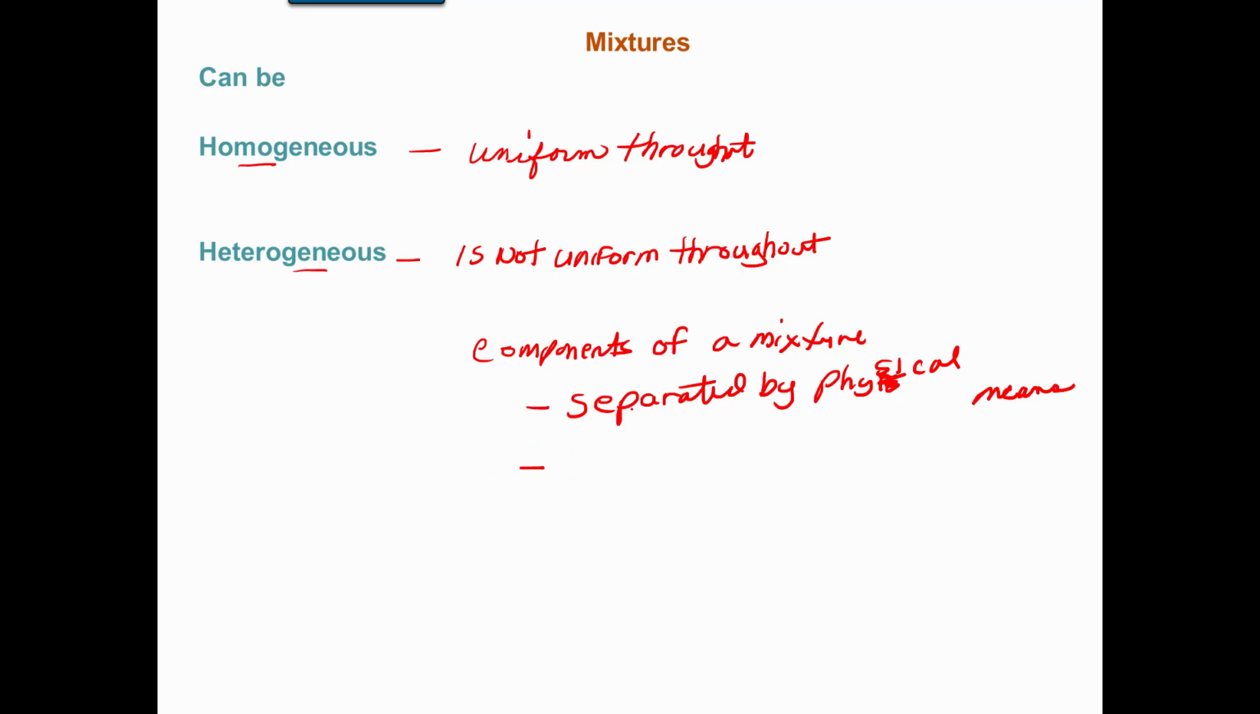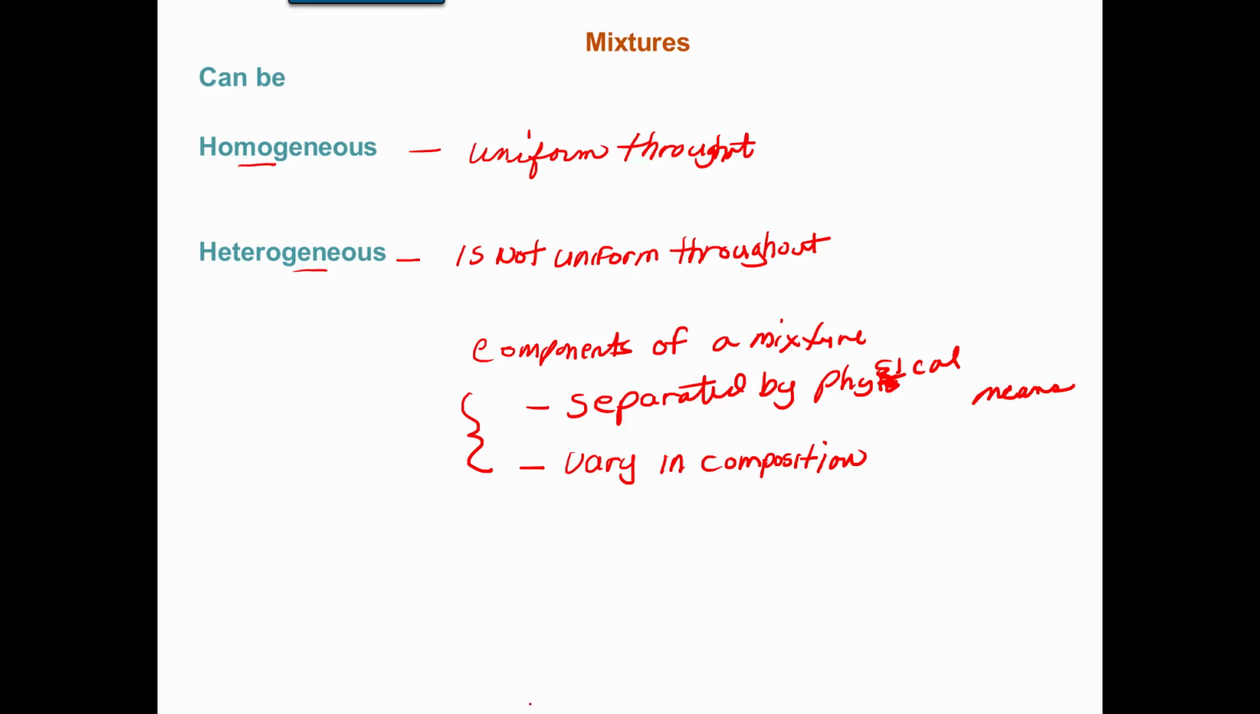So components of a mixture can be separated by physical means. The mixture can vary in composition. So in other words, you could have a very sweet sugar water mixture, or add less sugar and it's going to be less sweet. So these are the two most important properties of a mixture. Components can be separated by physical means, and the mixture can vary in composition.